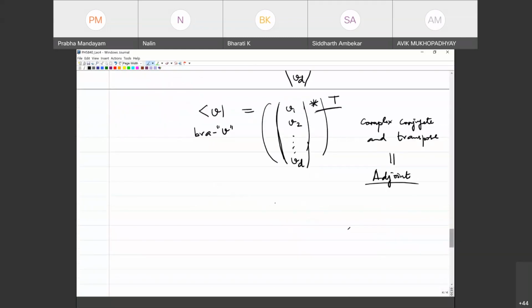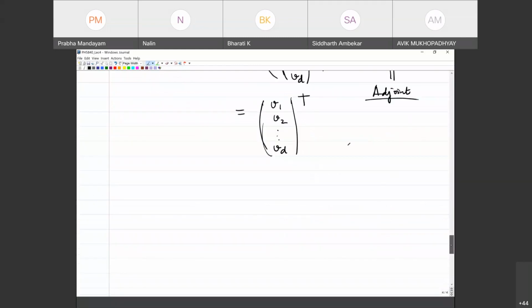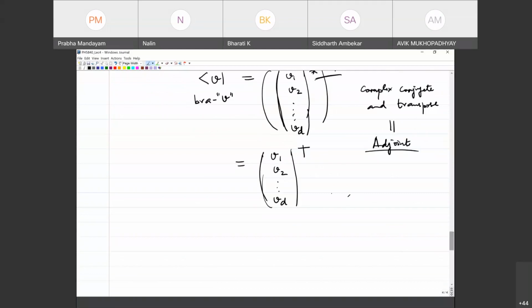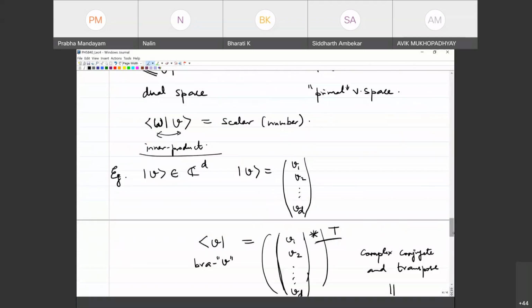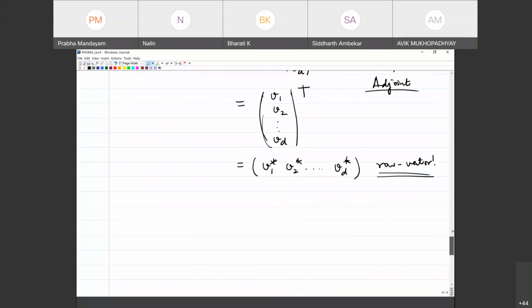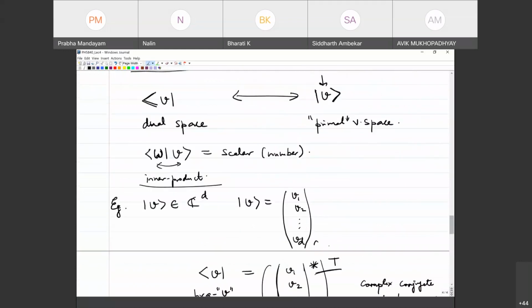So let me introduce that symbol also. This is the dagger of this. Of course, these are both matrix operations that everyone is familiar with. The transpose will make a column vector into a row vector, and then you have to take the complex conjugate. So this is V1 star, V2 star, etc., VD star. Essentially, the bra vector is a row vector. You have gone from a column vector, d cross 1, to a row vector, 1 cross d.